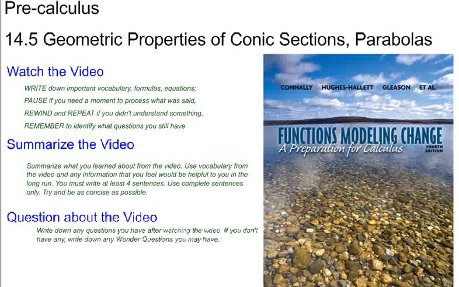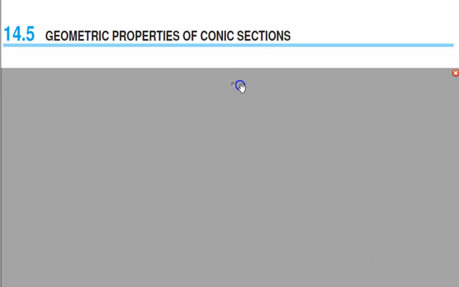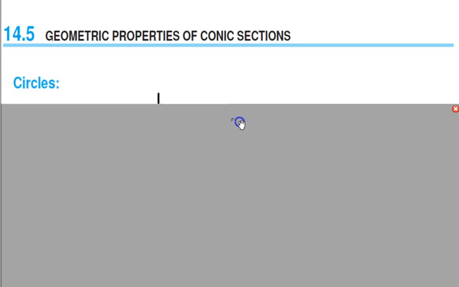All right, let's begin. So we have been discussing and looking at various conic sections in the past videos, and the way that we've been looking at it is only in the implicit form and the parametric form of a description of these curves. And so today's video we're going to focus on the geometric properties of these conic sections. So let's start with circles.